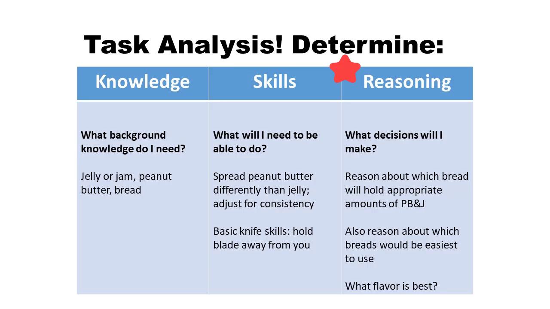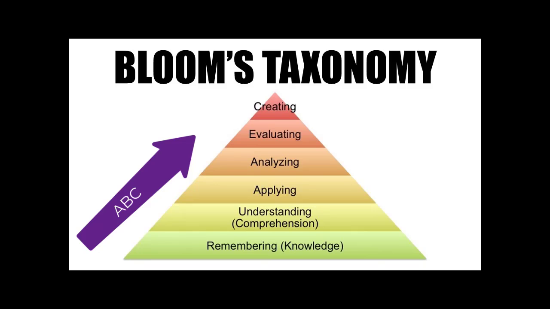There's also reasoning, more than you might think. What kind of bread do we buy? Jam or jelly? What flavor do people prefer? So when you get to reasoning, you may notice that the process will get a little bit harder for you because you're describing abstract cognitive processes, which tend to live at the upper end of Bloom's taxonomy.